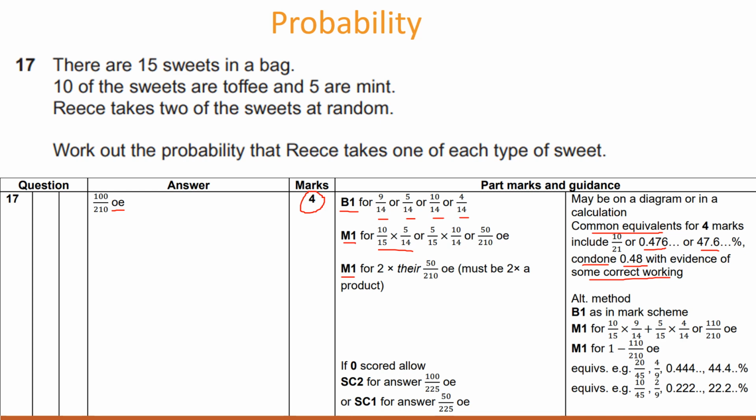If you got the answer 100 over 225, you can get 2 marks. If you got 50 over 225, you can get 1 mark.